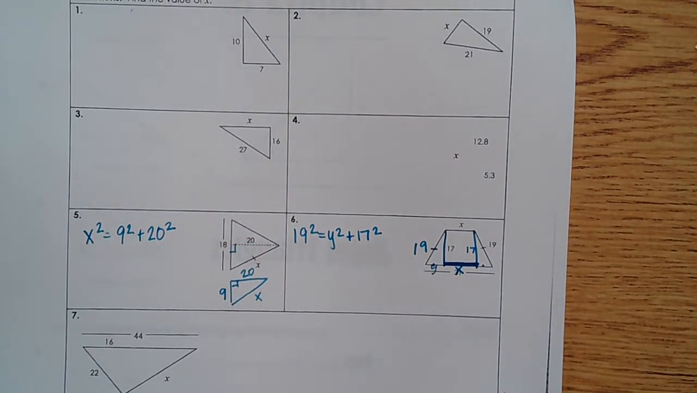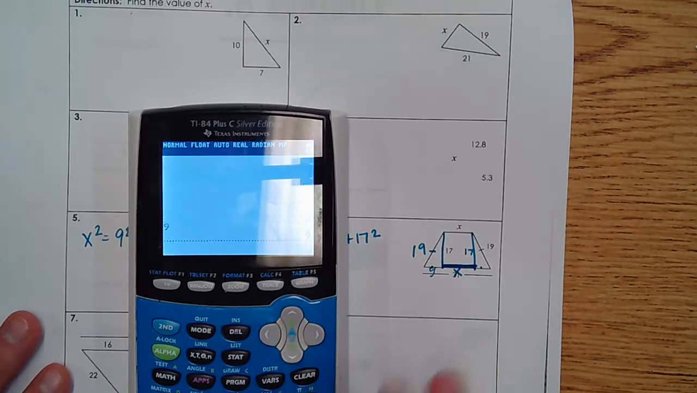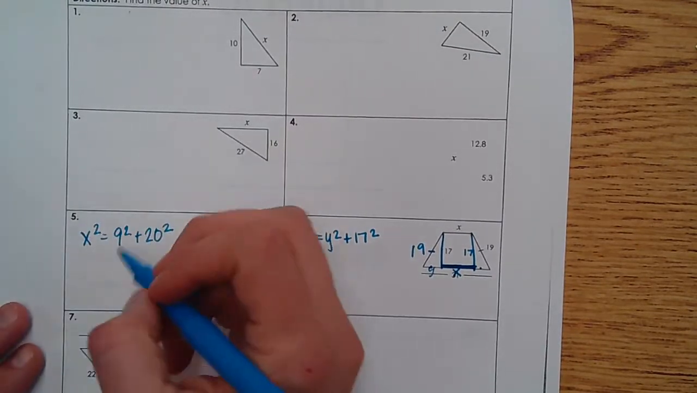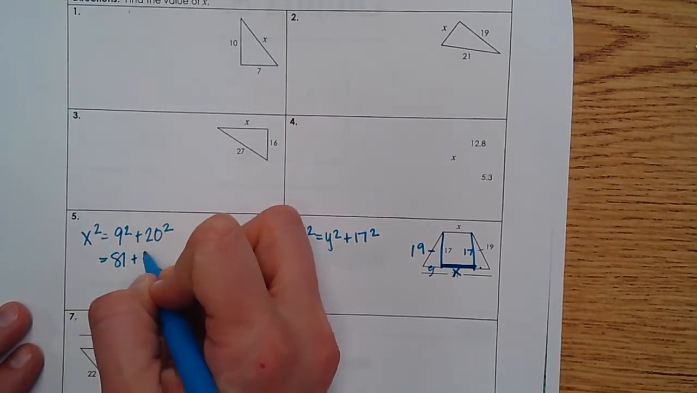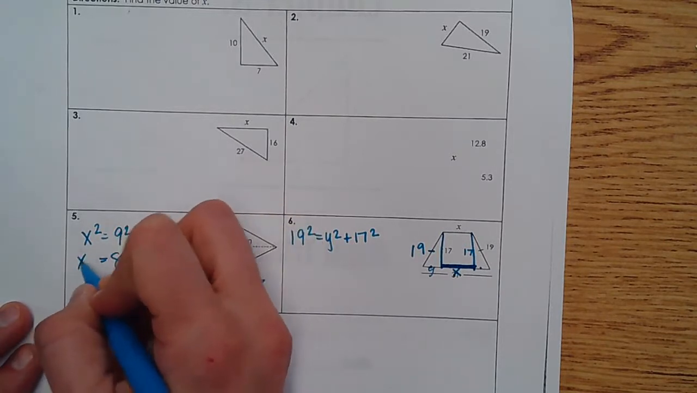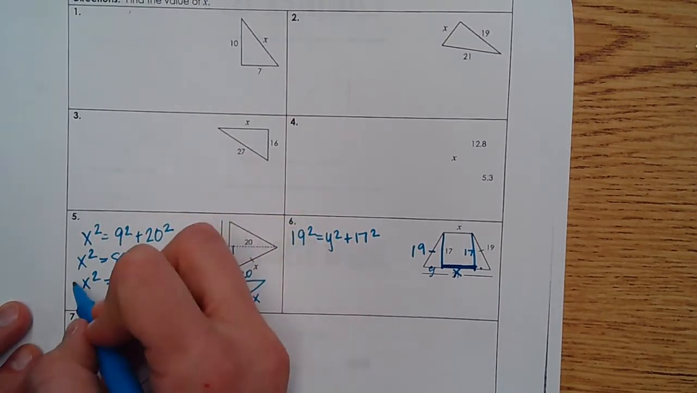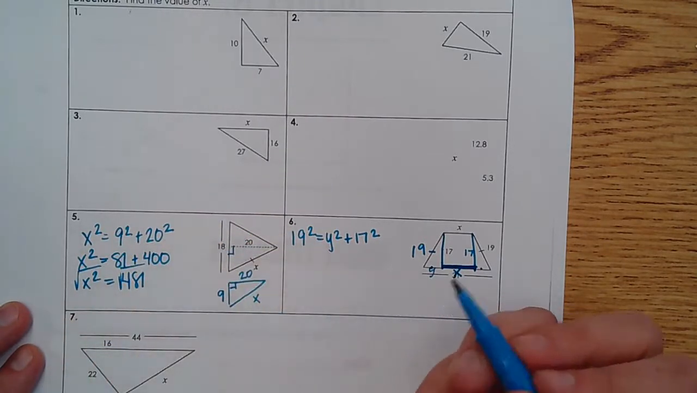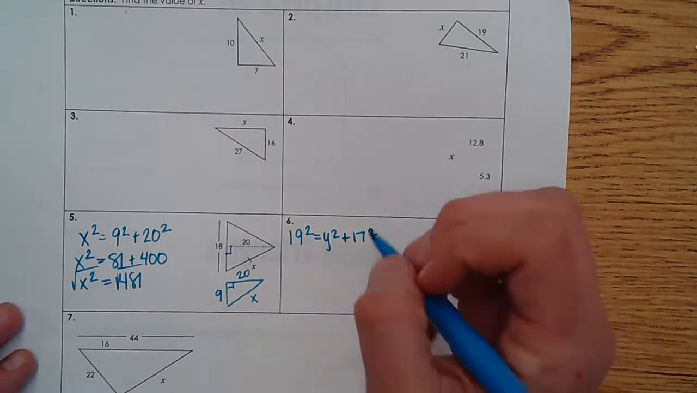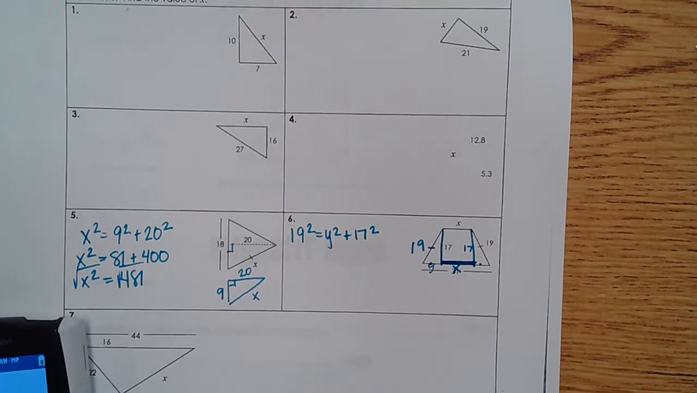Sorry, I'm missing my calculator. So 9, well, I'll do this in 2 different pieces. We have 81 plus 400 equals x squared. So x squared is equal to 481. I take the square root of both. I'm doing the wrong problem. I apologize. I thought that looked too easy.